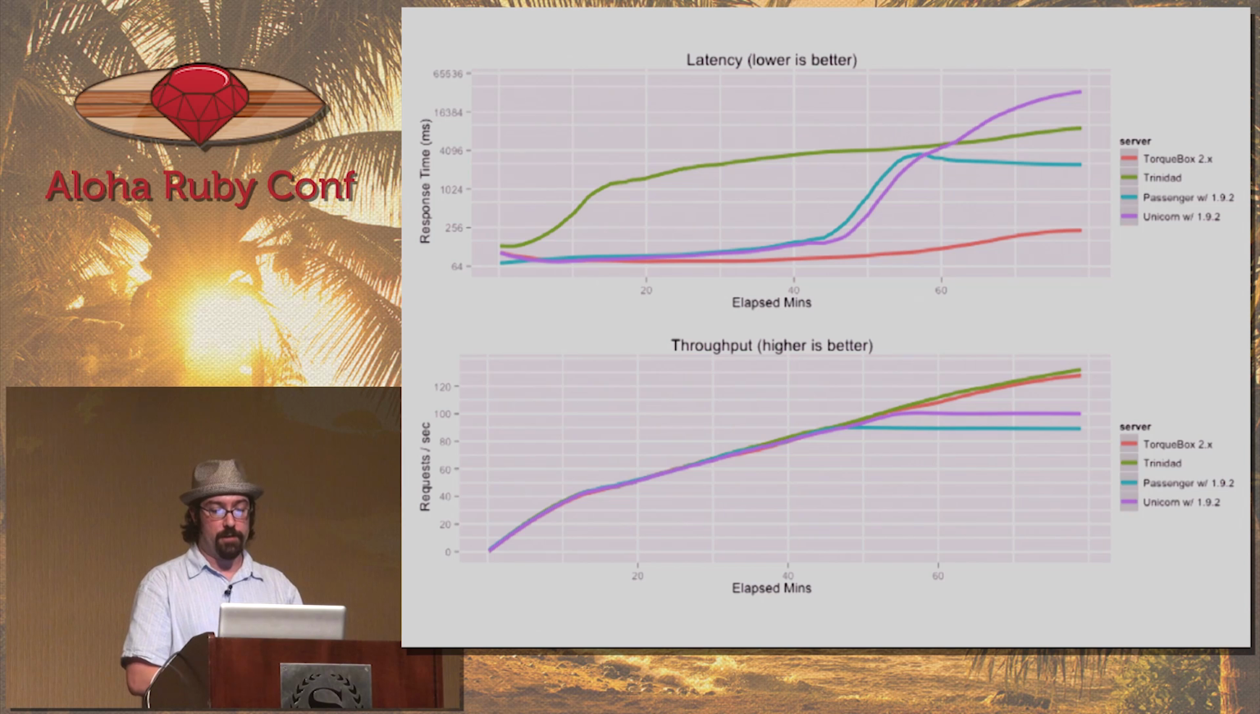And then throughput, you'll see that both of the Ruby 1.9 versions, even though they're spinning up their threads or their processes in the background, eventually peak and can't handle any more load. Too much memory pipeline, too much GC overhead, whatever it is. The JVM versions, both TorqueBox and Trinidad, can go a lot higher. And this graph just continues to go up if we extend it.